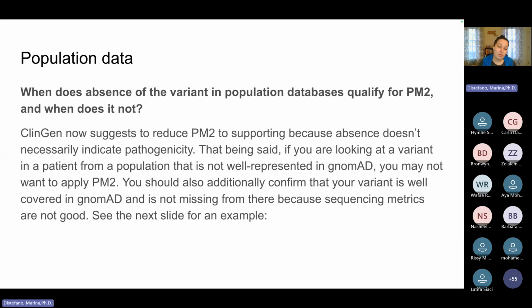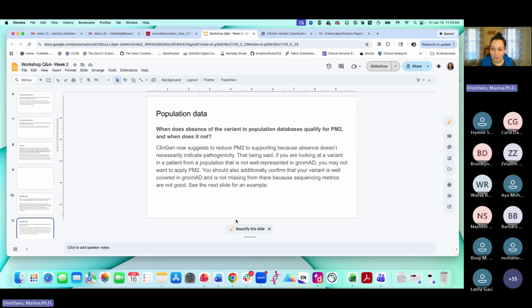Another thing that's important is you should also additionally confirm that your variant is well covered in gnomAD and is not absent from there because sequencing is not good in that region. So if you're looking at a variant in a tricky gene, or a variant in a place that has high homology in the gene, it may not be well represented in gnomAD. And there is a coverage plot that you can look at in gnomAD. I put here 'see in the next slide for an example' and then didn't include the example, so I can show you.